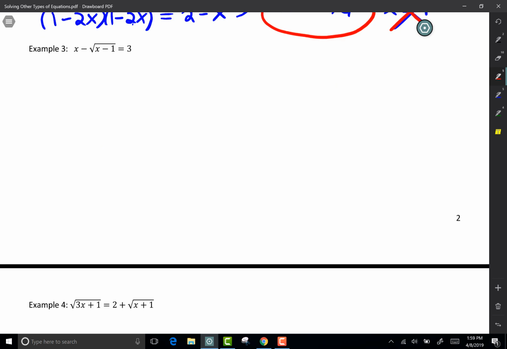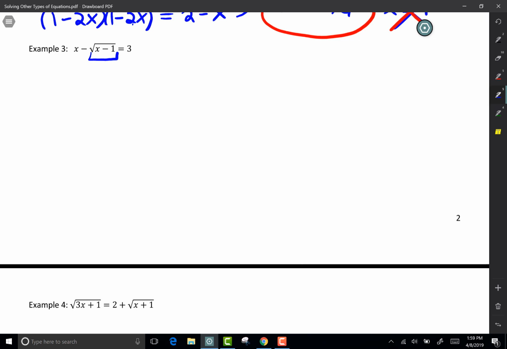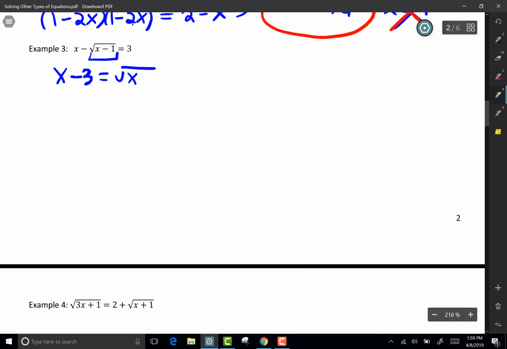Next example, example 3. Again, we have to isolate that square root before we can square both sides. So we're going to subtract 3 from both sides and add the square root of x minus 1 to both sides. So now we've isolated the square root.